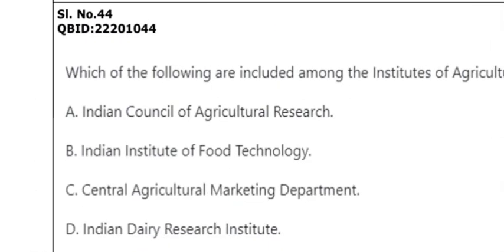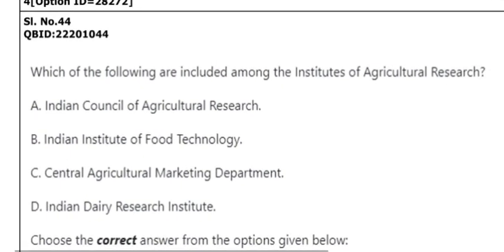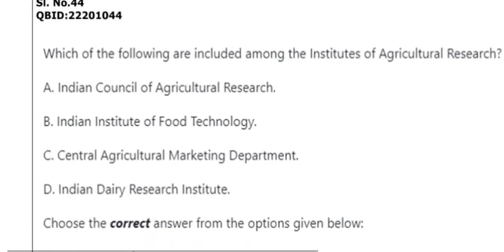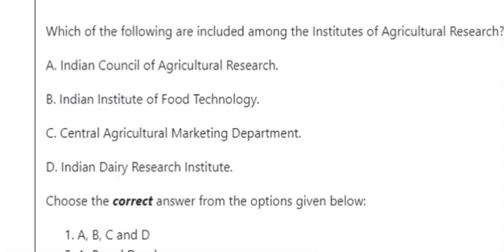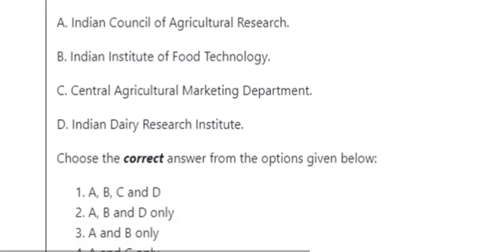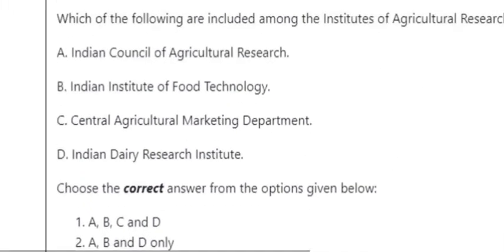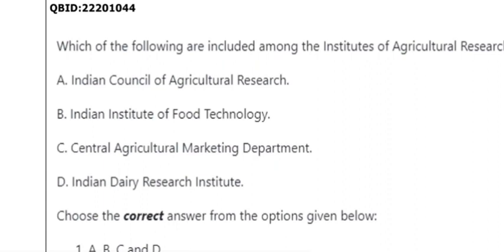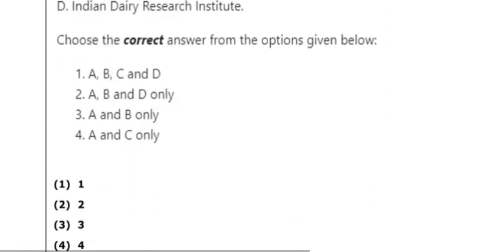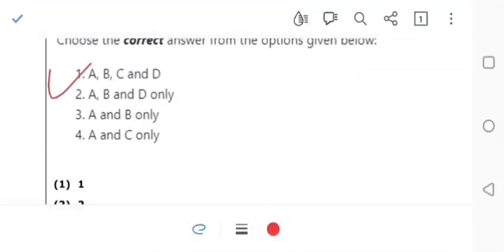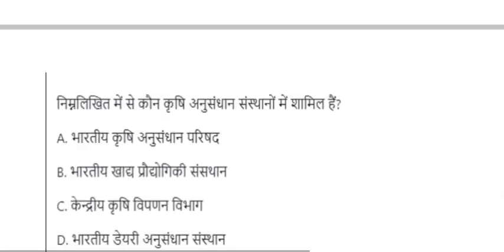44, which of the following are included among the institutes of agricultural research? Indian Council of Agricultural Research, Indian Institute of Food Technology, Central Agricultural Marketing Department, Indian Dairy Research Institute. So these are the options. Let me now go into it in detail. For question 44, the correct option is that all are correct, that means A, B, A, C, and D.